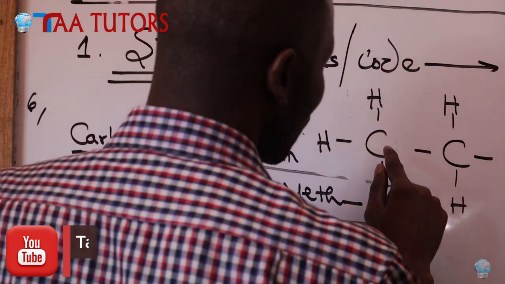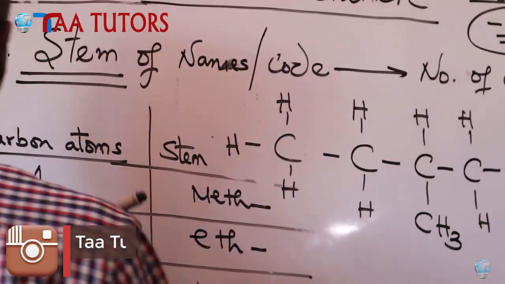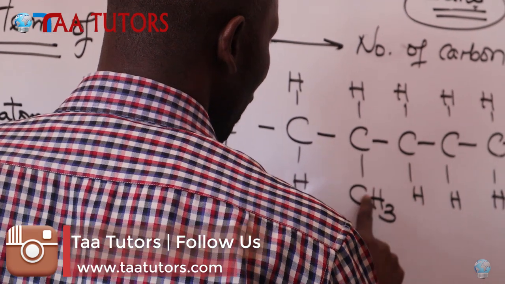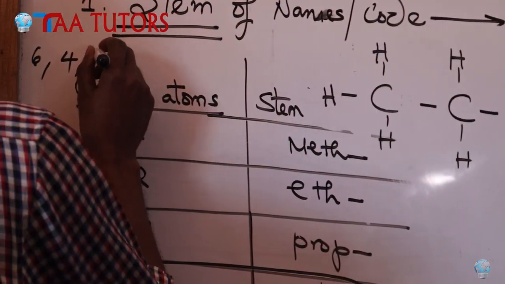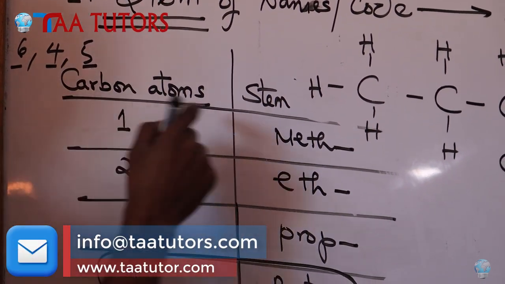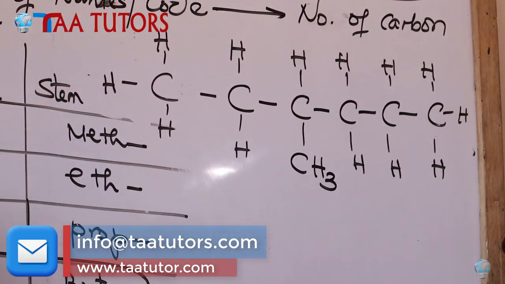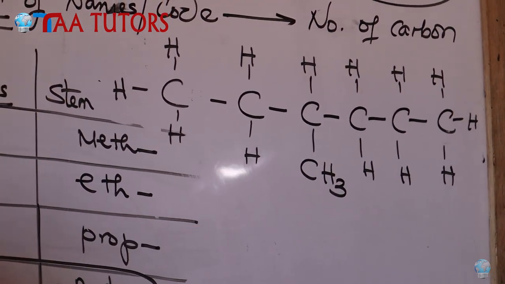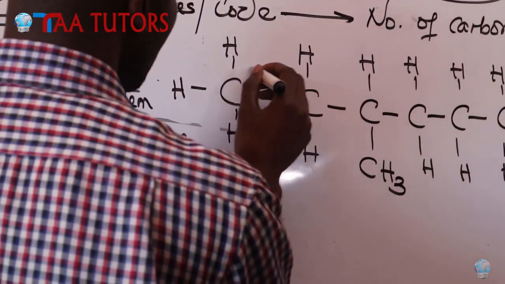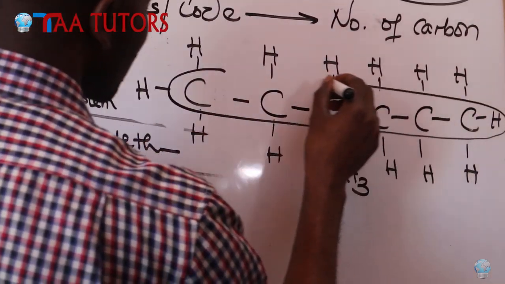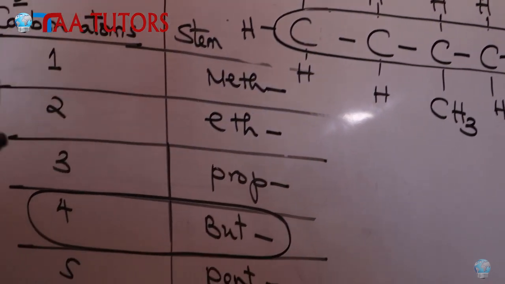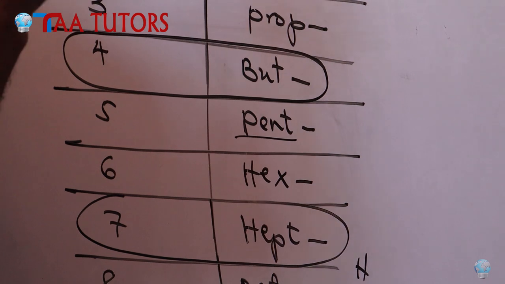Then we have another chain, 1, 2, 3, 4. We have another one with 4. Then we have 1, 2, 3, 4, 5. We have another one with 5. So viewers, this is 6 carbon atoms, 4 carbon atoms, 5 carbon atoms. All of them are found in this particular compound or molecule. So this one is the highest, and where did we get it? Here, 1, 2, 3, 4, 5, 6. So this is our longest carbon-carbon chain where we are going to get the stem name.